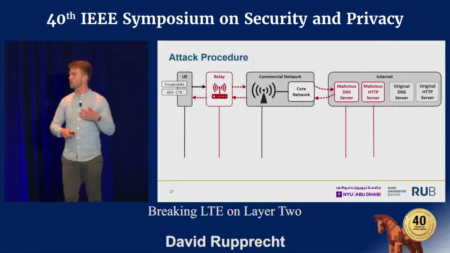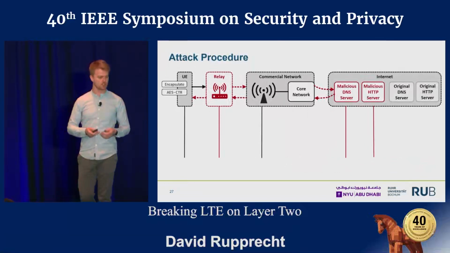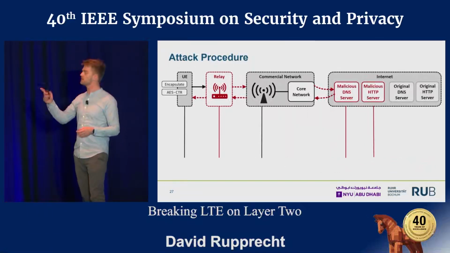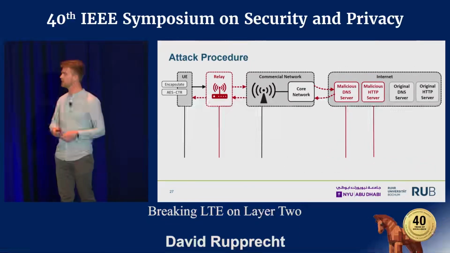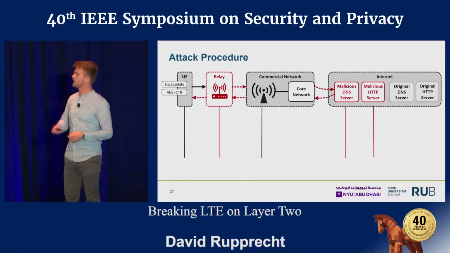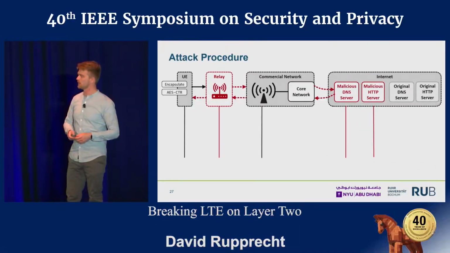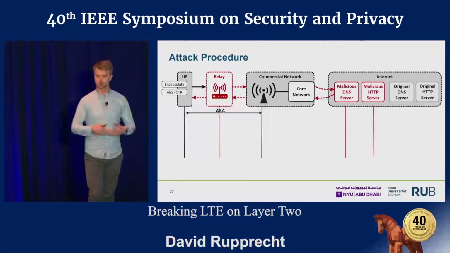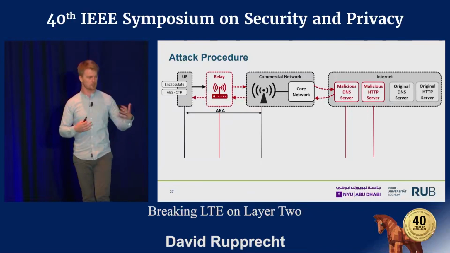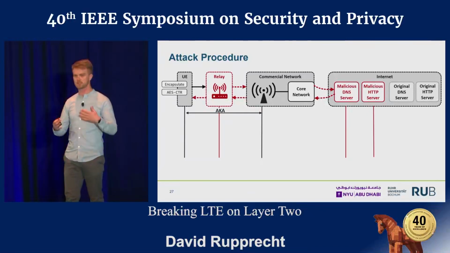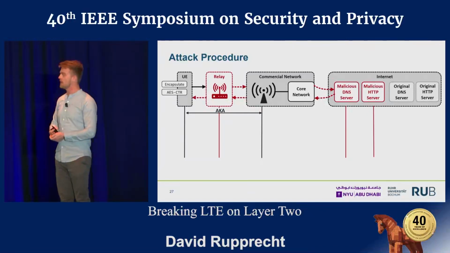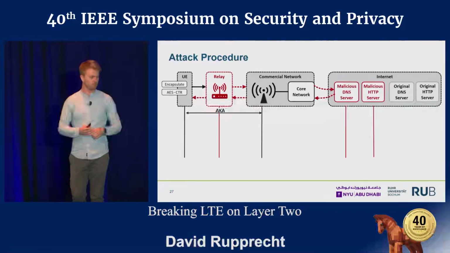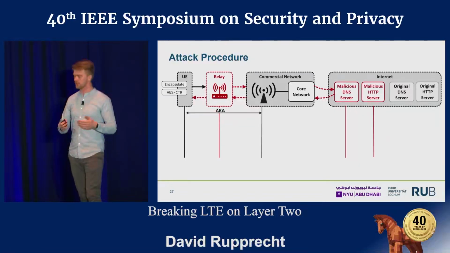I will roughly go through the whole attack procedure. In particular, we have on the left side the victim, the relay, the commercial network, and the internet here. So the UE will connect to our relay. We assume this, but related work has shown this is possible. It's basically a normal IMSI catcher attack, and performs the attach procedure.